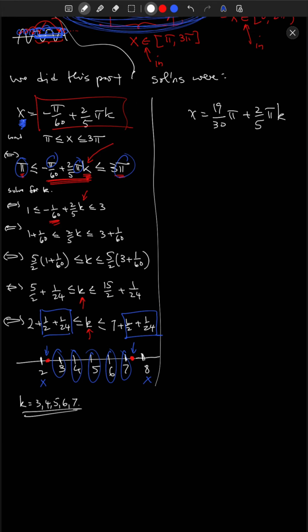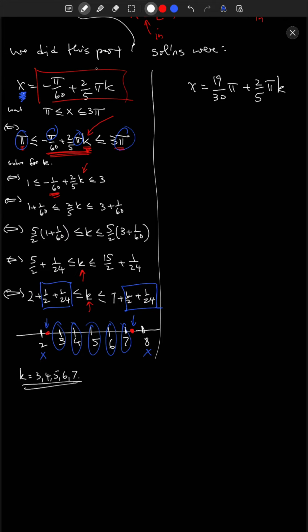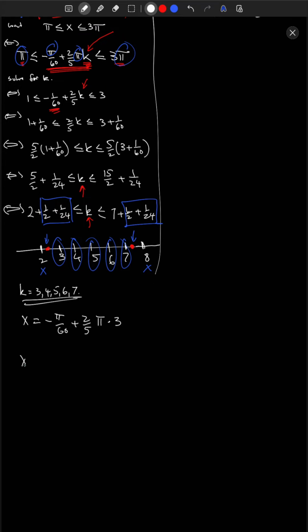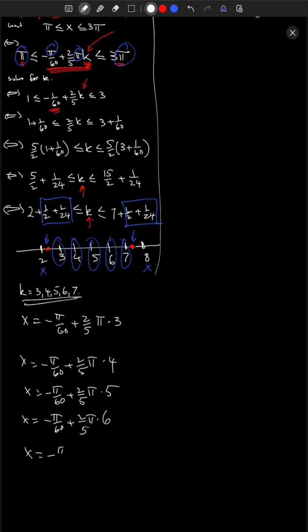And of course, each of these values of k corresponds to a different x. Right, so let me actually write them all down. X equals minus pi over 60 plus 2/5 pi times k. K equals 3, so times 3. Okay, another one. X equals minus pi over 60 plus 2/5 pi times 4. X equals minus pi over 60 plus 2/5 pi times 5. X equals minus pi over 60 plus 2/5 pi times 6. X equals minus pi over 60 plus 2/5 pi times 7.